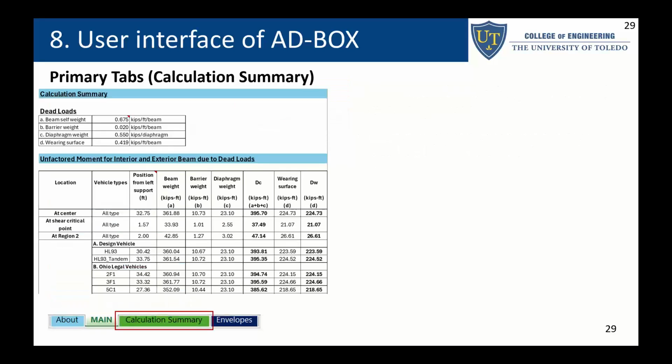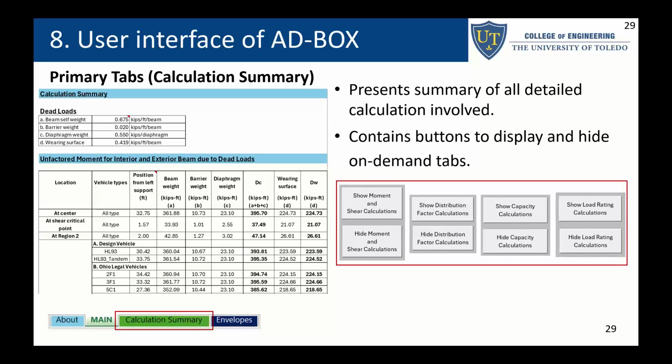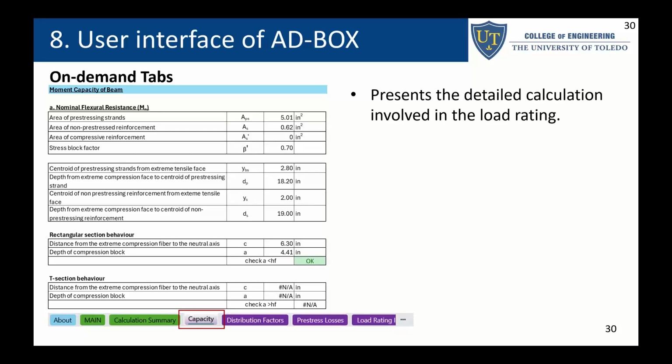So this is what the calculation summary of AdBox looks like, and it presents a summary of all detailed calculations involved. It also contains buttons to display and hide on-demand tabs, so the detailed calculations can be viewed utilizing these buttons. So this is the on-demand tab, particularly for the capacity calculations. It is displayed when a user wants it displayed, and when the user hides it, it will disappear.